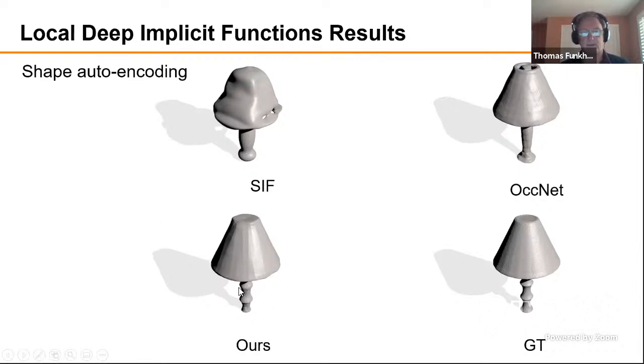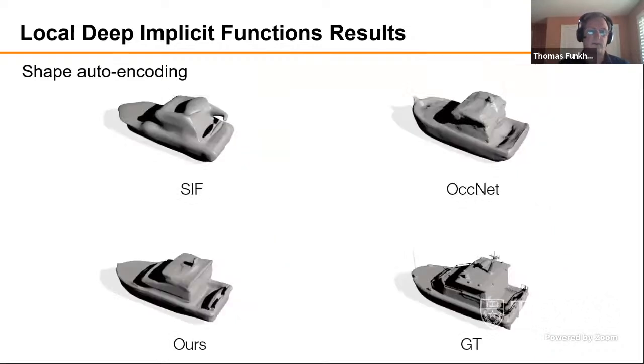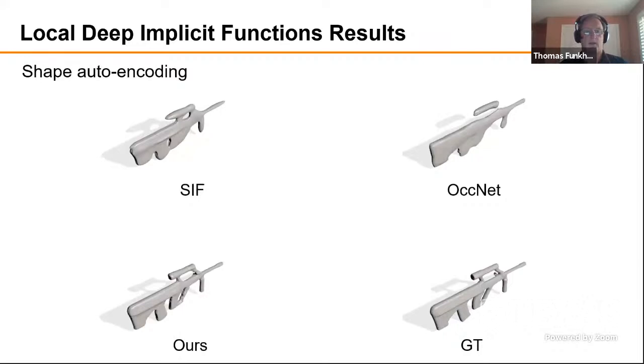And again, the little bulges that you get on the base of the lamp here would be difficult to get through a global encoding of an entire object. Another example would be this boat here, where again, I think you get better local details with a local encoder and this local decoding than you would with a global encoder and a global decoding like you would with OctNet. One more example, a gun. So again, there's quite a bit of detail that you get from this local encoding and decoding.